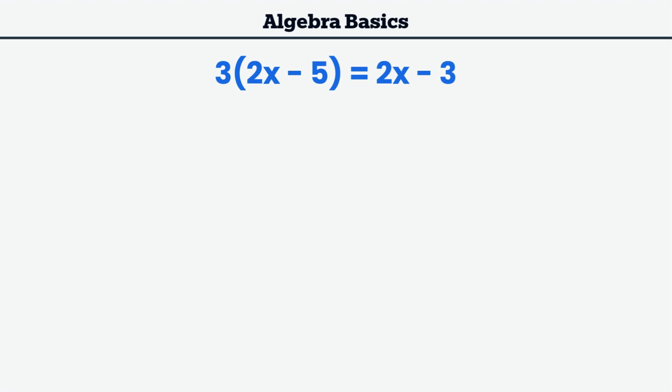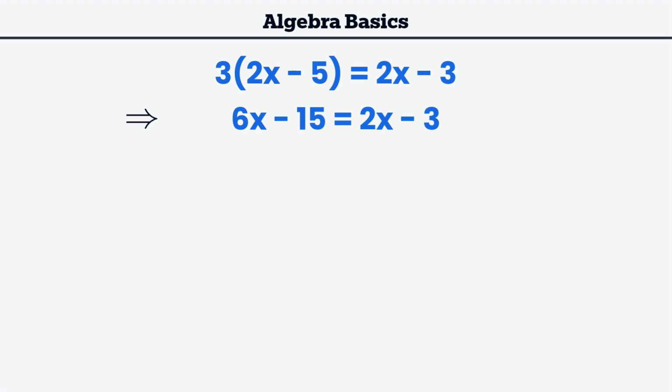First, remember the rule. When a number is outside parentheses, you multiply it by every term inside. So we distribute 3 to both 2x and negative 5. 3 times 2x is 6x. 3 times negative 5 is negative 15. So our equation becomes 6x minus 15 equals 2x minus 3.